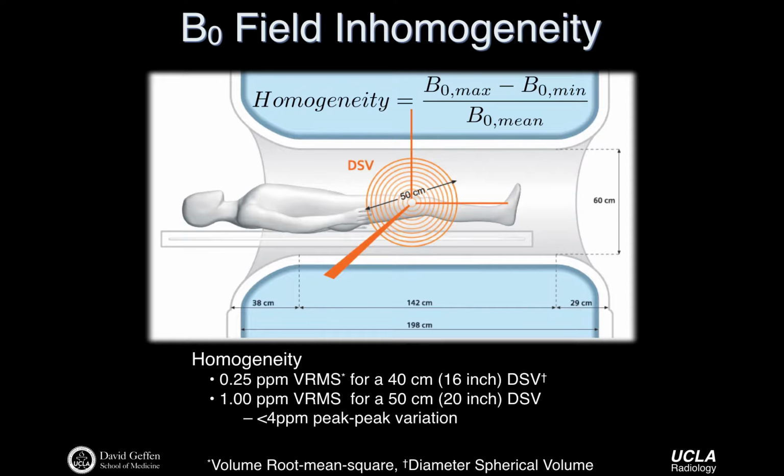The expectation for the systems on delivery and after installation is that they're going to be homogeneous to within about a quarter part per million over a ball of about 40 centimeters, or maybe one part per million. This is using an RMS calculation, but the point is that we're getting into parts per million or fewer in terms of field homogeneity. So it's a 1.5000-something tesla field. It's a very, very precise magnetic field.